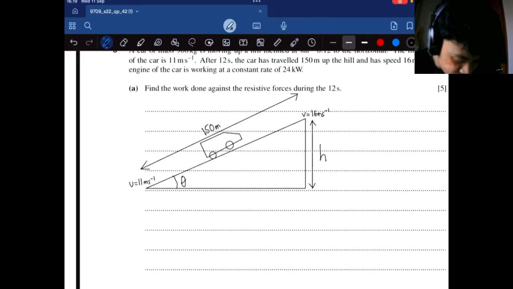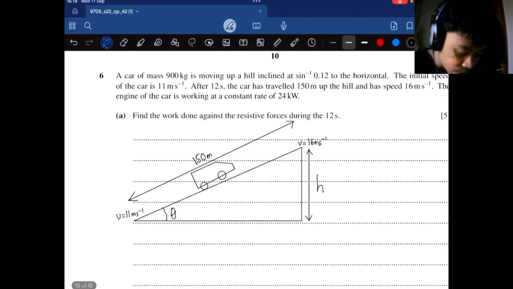Again, I drew this little diagram right here to show the car moving up the hill. So from this statement right here, we know that the initial speed is 11 meters per second. And once it reaches the top of the hill, we know that the speed changes to 60 meters per second, which makes it the final speed.